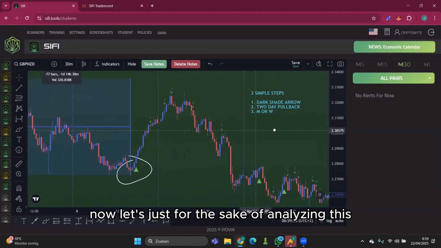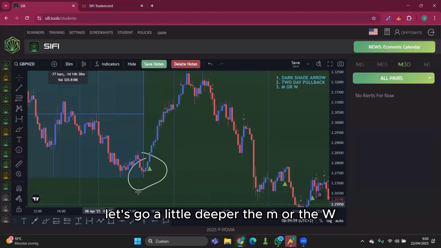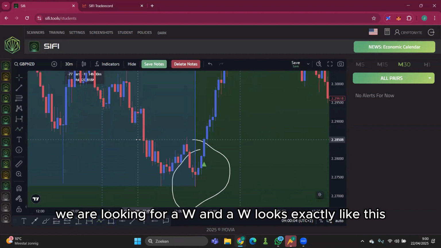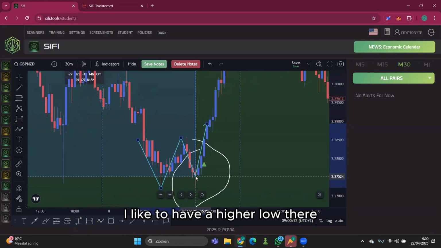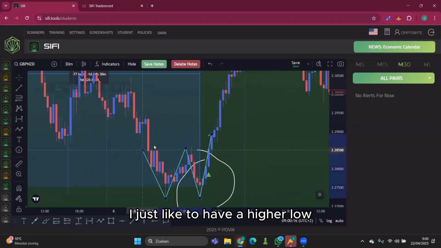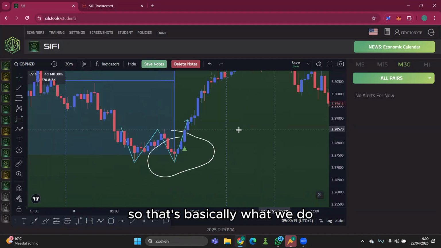Okay, now for the sake of analyzing this, let's go a little deeper. The M or the W. Since we're looking to buy, we are looking for a W, and a W looks exactly like this. To be honest, I like my second low to be higher though. These are equal, which is fine. I just like to have a higher low. So that's basically what we do.